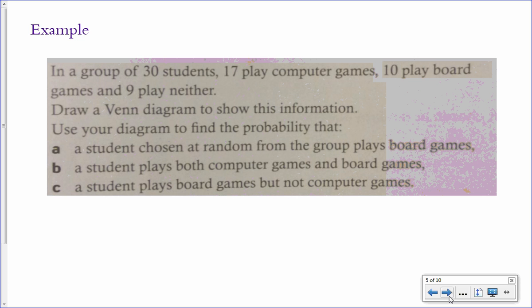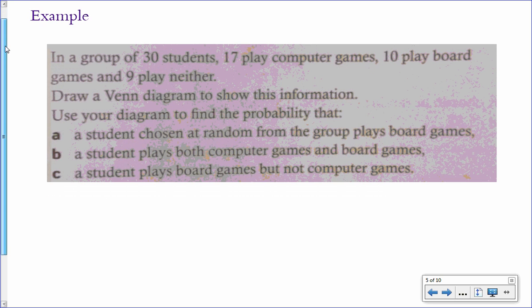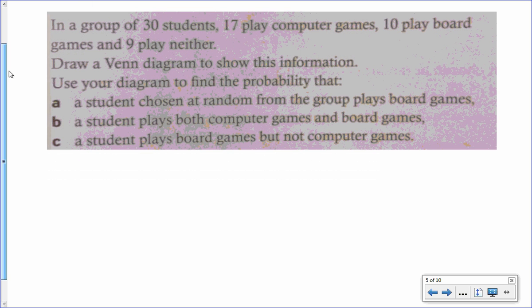To use a Venn diagram to solve a probability question, you may have to do a little bit of algebra first. So here's an example. In a group of 30 students, so now we know there are 30 students represented in our Venn diagram, 17 play computer games, 10 play board games, and 9 play neither. But it doesn't tell me how many play both. So if I was going to set up this Venn diagram, I actually can't label the 17 and the 10 on it yet, assuming that there's something in the intersection, which unless it says otherwise, we have to assume that there is. And we may find out later that there's not, but we're going to assume that there is at the beginning.